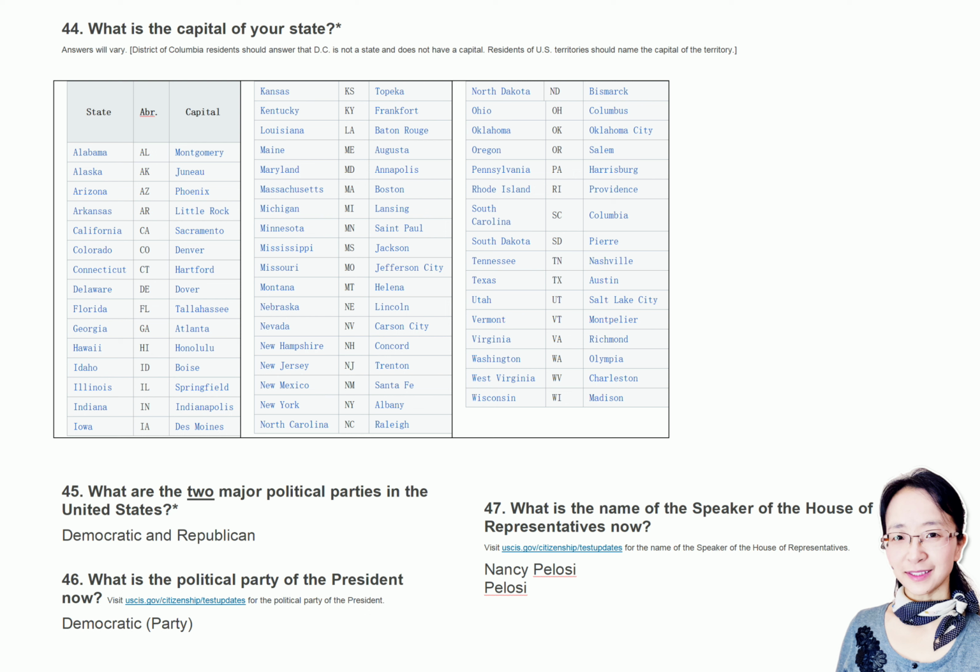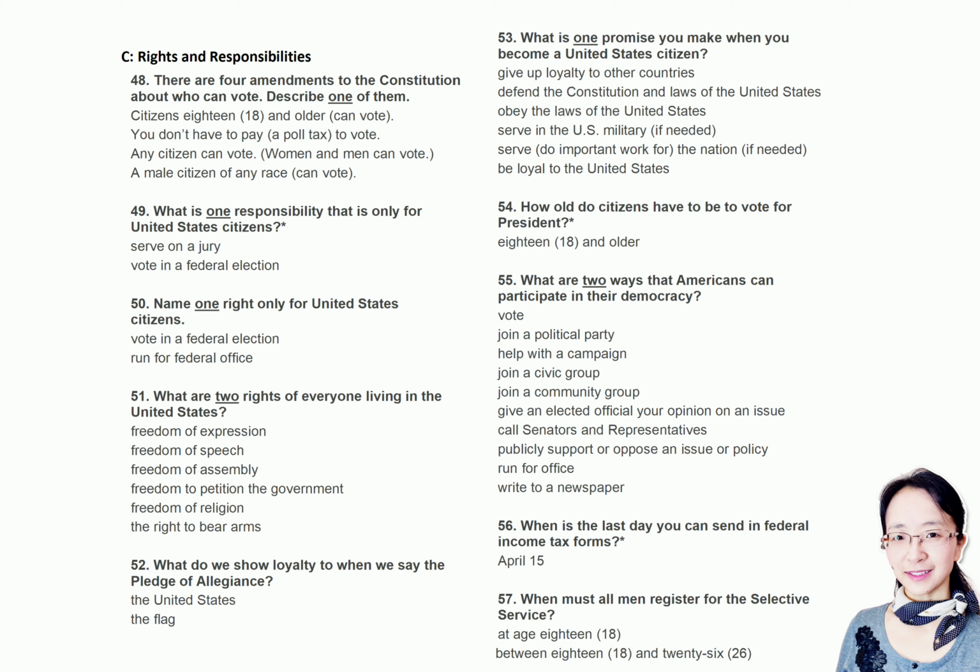You don't have to pay a poll tax to vote. Any citizen can vote. Women and men can vote. A male citizen of any race can vote. What is one responsibility that is only for United States citizens? Serve on a jury. Vote in a federal election.